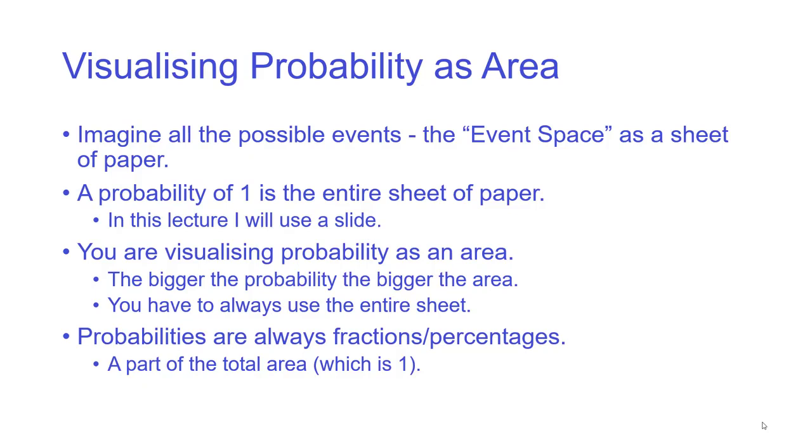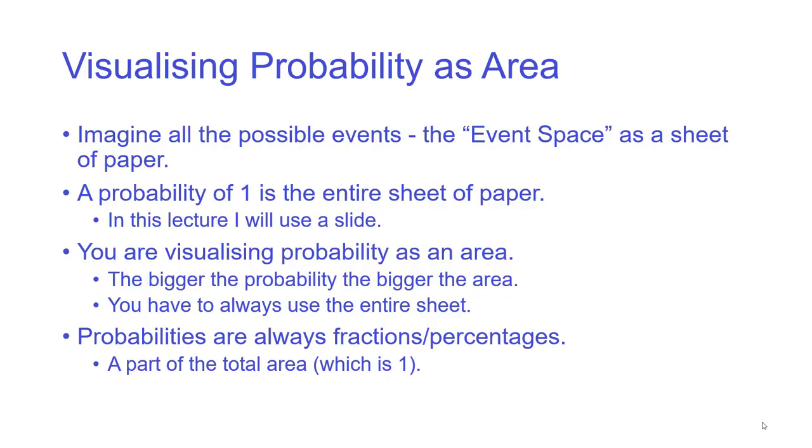So what I'm going to do here is visualize probability as an area. I'm going to imagine that the screen, a sheet of paper, this lecture slide, is the event space, all the possible events that could occur. So what you're going to do is then assign areas on the screen describing the different events that could happen, and each will occupy a fraction of the area.